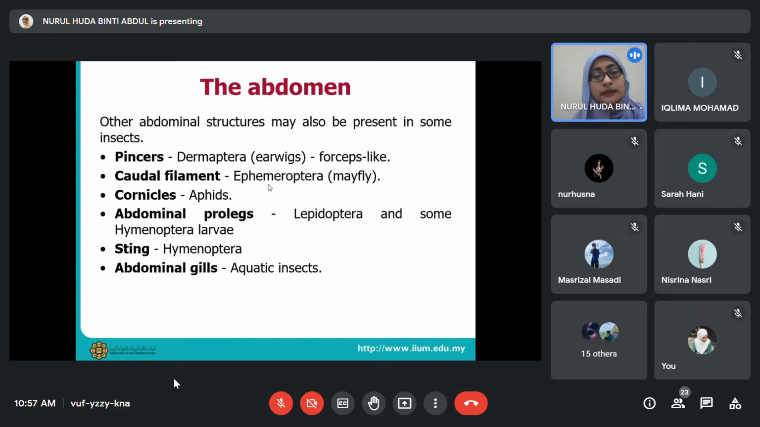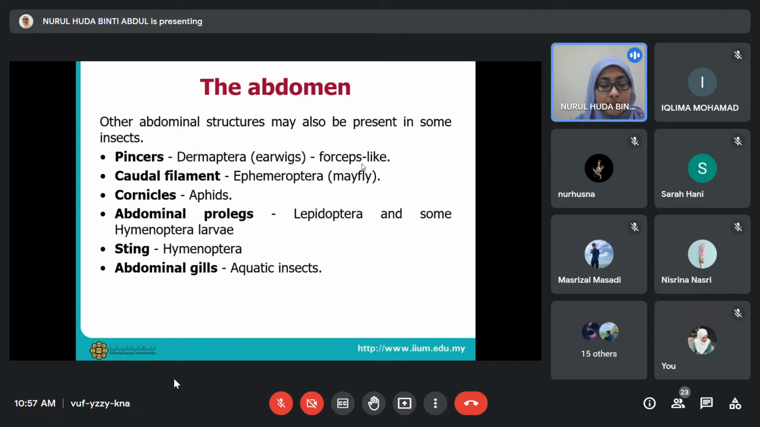And in the segment also there are some abdominal structures that are present in some insects. For example, we call it pincer, which appears in Dermaptera like an earwig, at the end of the abdomen. Some have it, like mayfly, we call it cauda filament, a structure at the end of the abdomen. Aphids have conical structures, and for Lepidopterans, you can see the abdominal prolegs, or false legs.